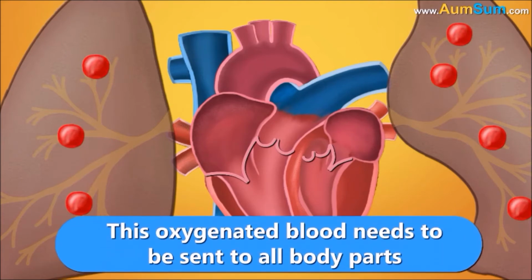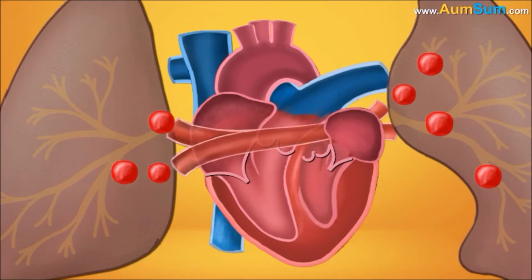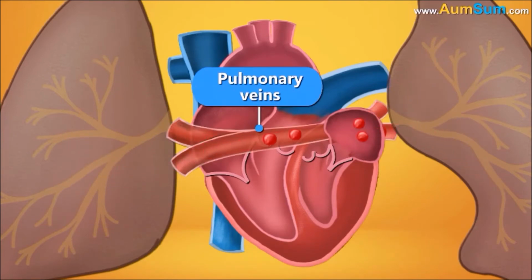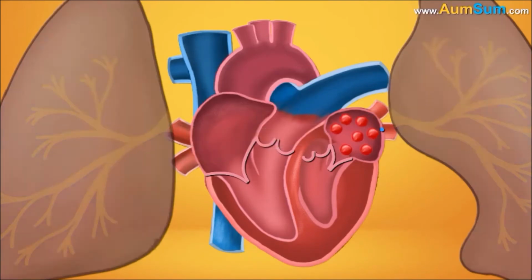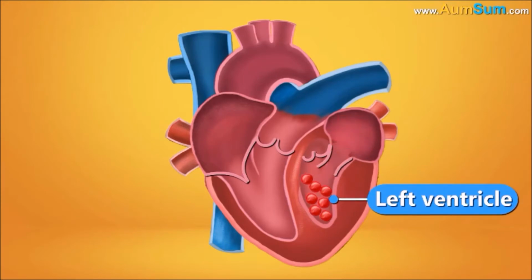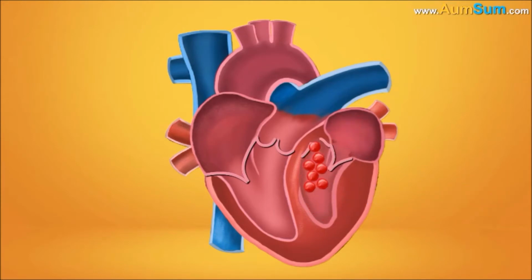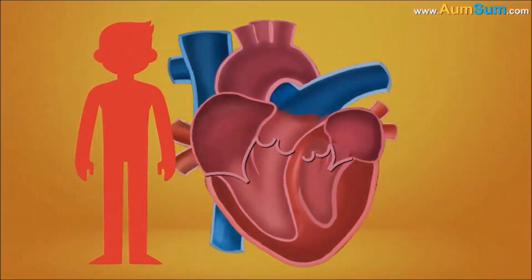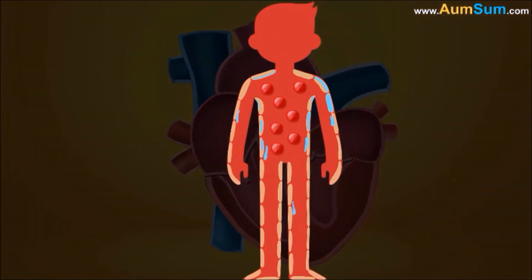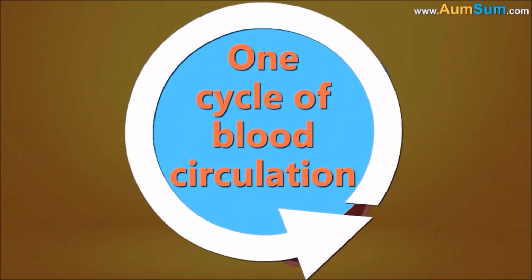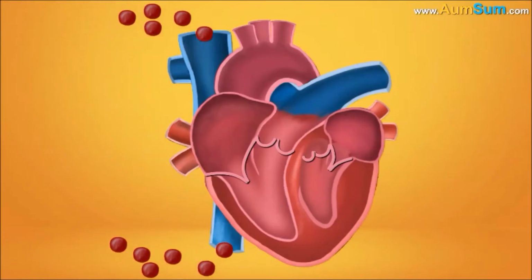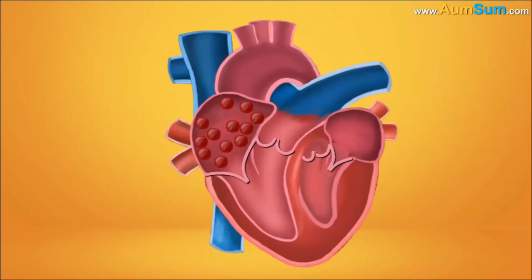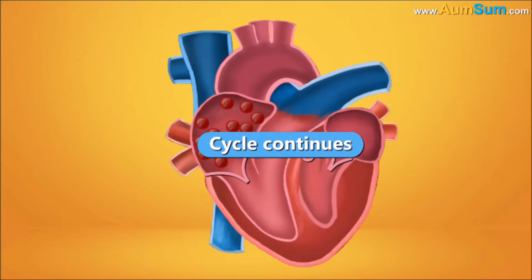Now, this oxygenated blood needs to be sent to all body parts. So, let's take it back to the heart, through the pulmonary veins into the left atrium. From there, it flows into the left ventricle. And now, finally, through the aorta, it leaves the heart and is sent throughout the body. Thus, oxygenated blood is delivered to every cell. This completes one cycle of blood circulation. Now, deoxygenated blood is again collected, brought back to the heart, and the cycle continues.